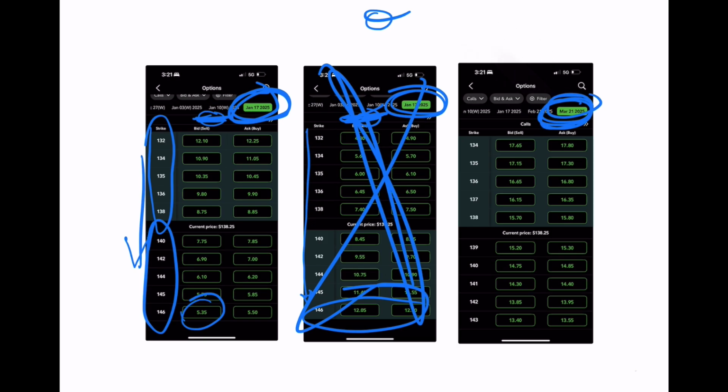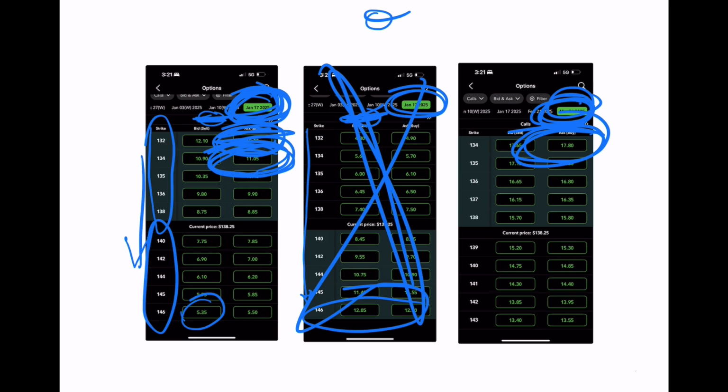When you have more time to maturity, because your stock has more time to go up, you pay more for the same option. So let's say this one, strike 134. You find it here. Well, here you pay 11. Here you pay 18 to buy it.